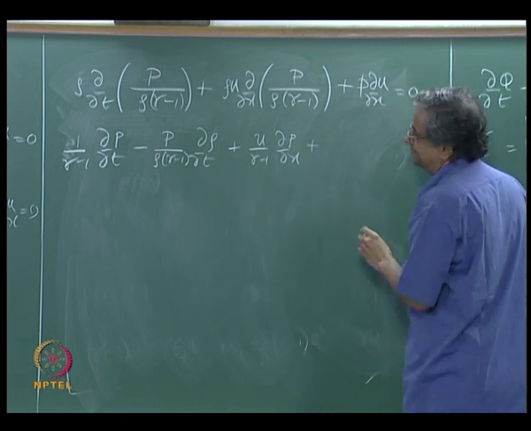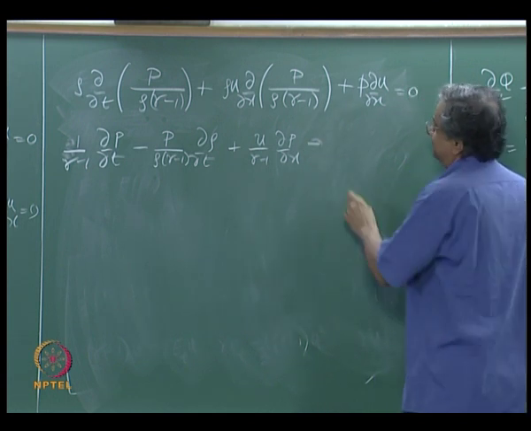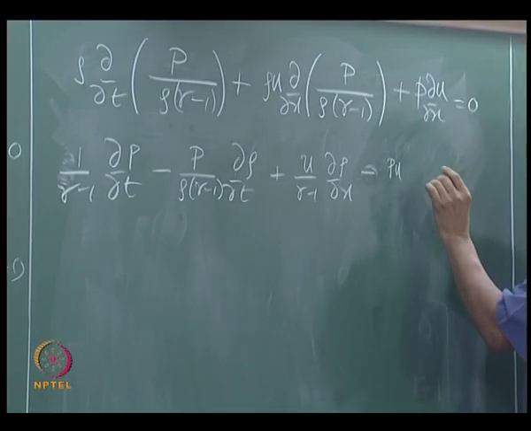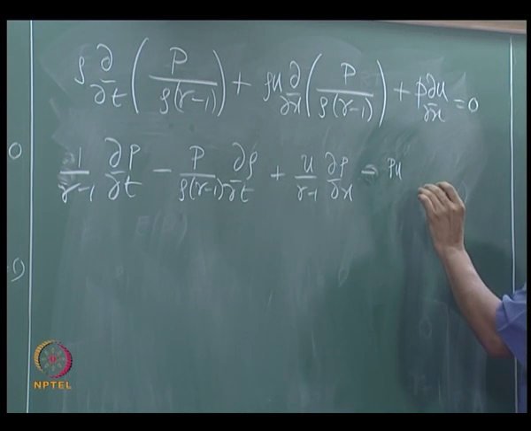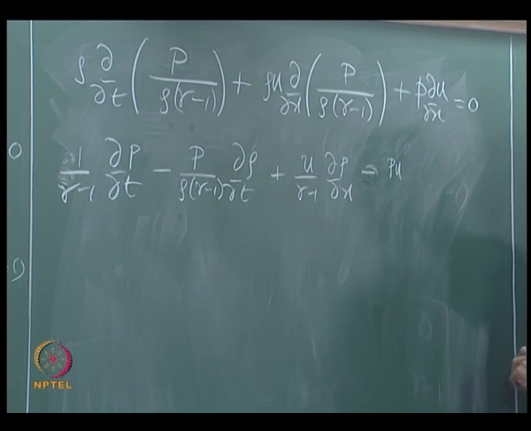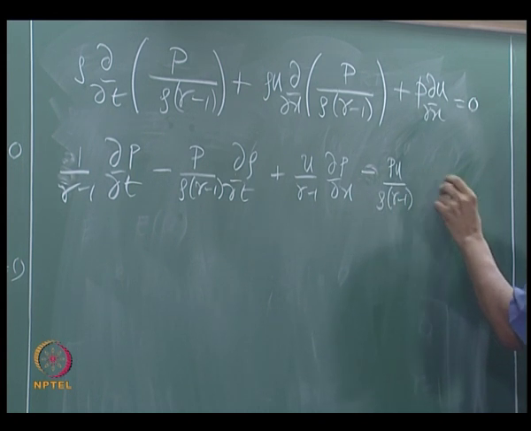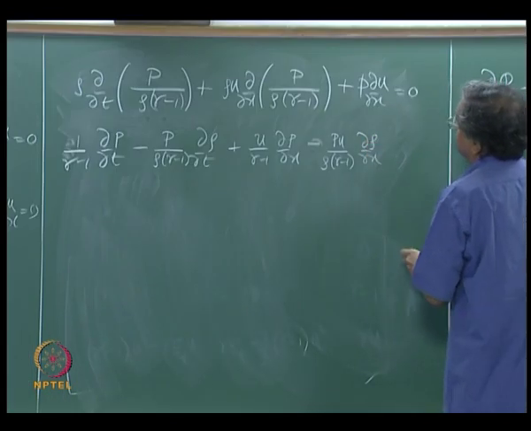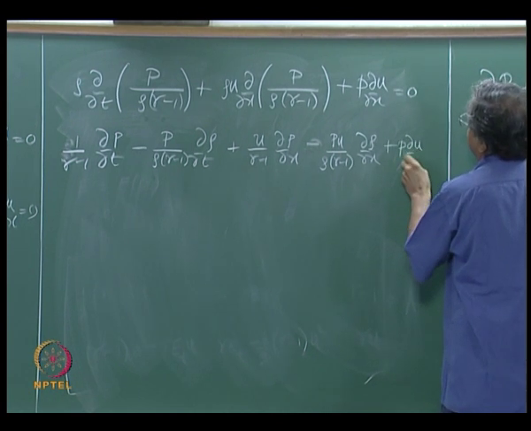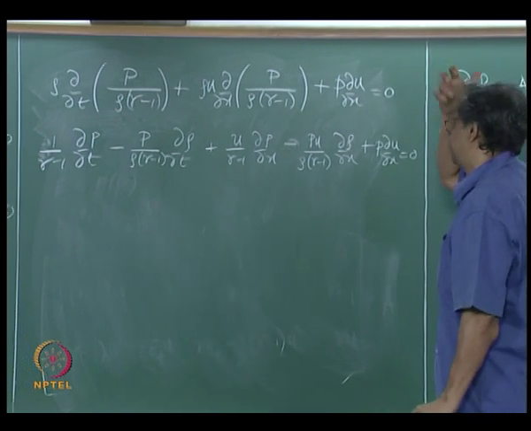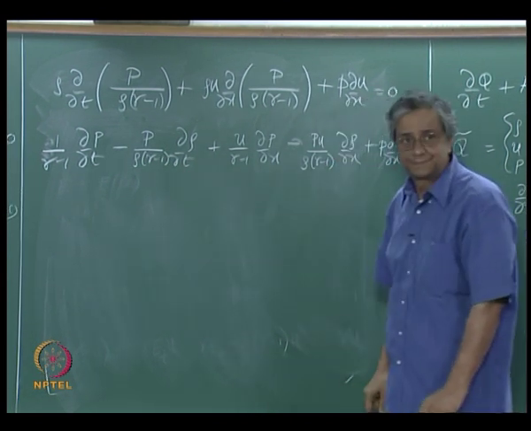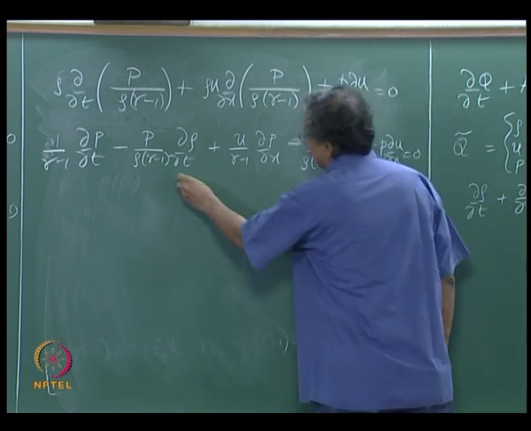Minus, thank you, minus p u over rho times (γ−1) ∂u/∂x ∂ρ/∂x, plus p ∂u/∂x equals 0. I have a ∂ρ/∂t here.